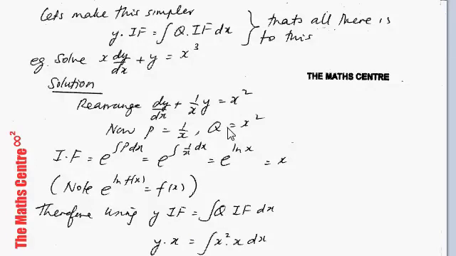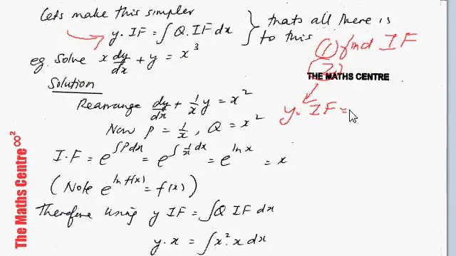Looking through the previous example, what do we find? The IF method, the integrating factor method, only involves this line, which is y times the integrating factor equals the integral of q times the integrating factor dx. So when we want to use the integrating factor method, the first step of course is to find the integrating factor, and the second step is to use y times IF equals the integral of q times IF dx. Solve and we are done.